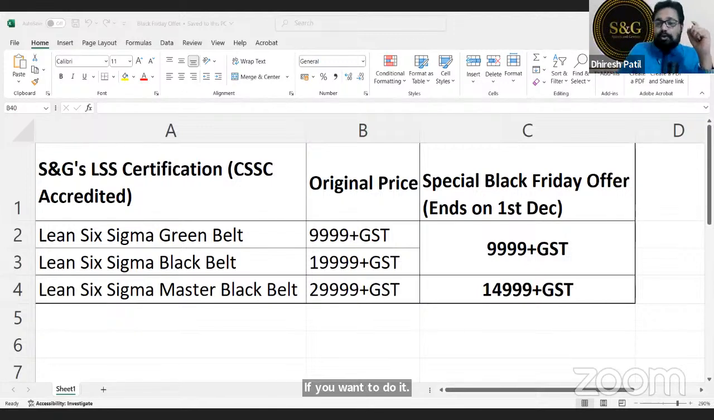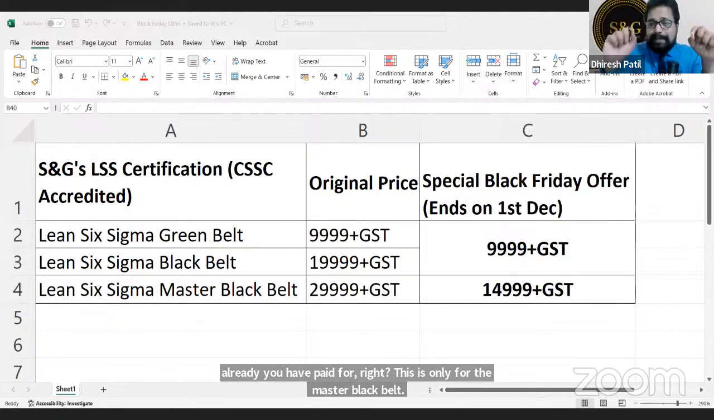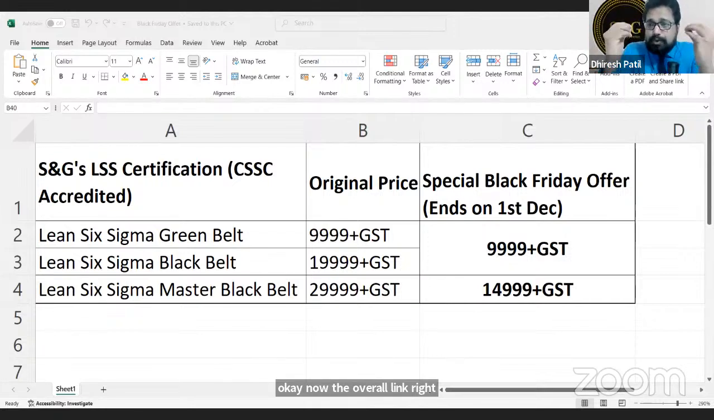So already you have covered green belt and black belt. Already you have paid for, right? This is only for the master black belt. Now the overall link is something which is very, very important for us.